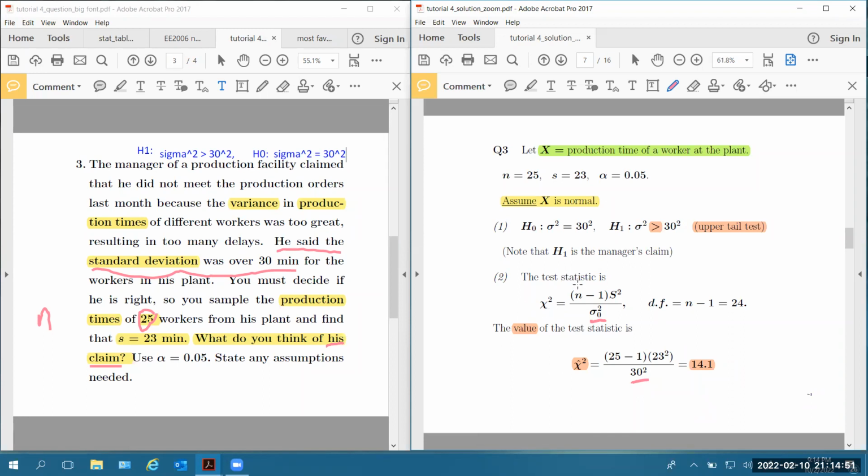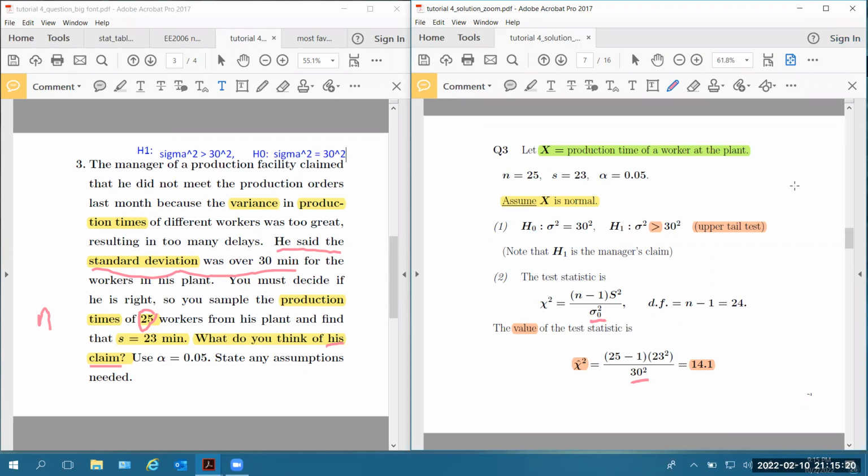Notice that before we substitute in the value, we call this chi-square. Then after we put in the value, we change the notation a bit. Here we put in a hat, just to indicate that this is the value. Then we get this number. So now we come to the third step, which is to draw the rejection region.